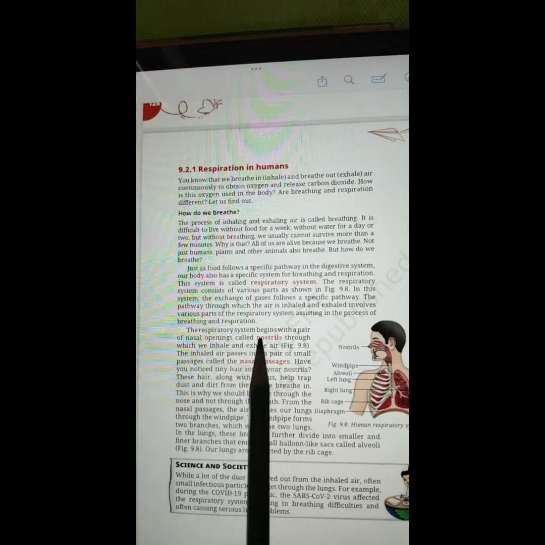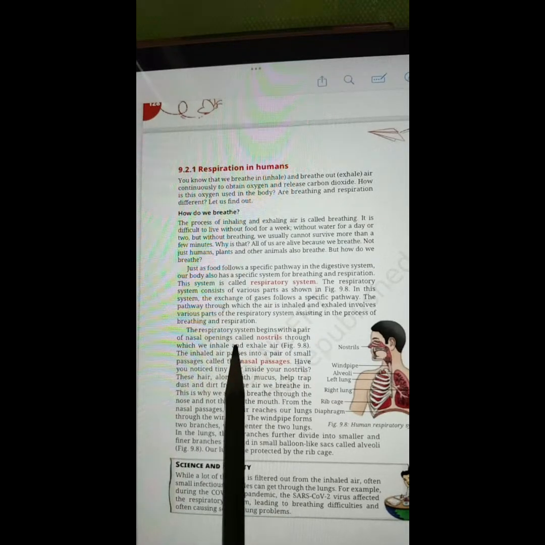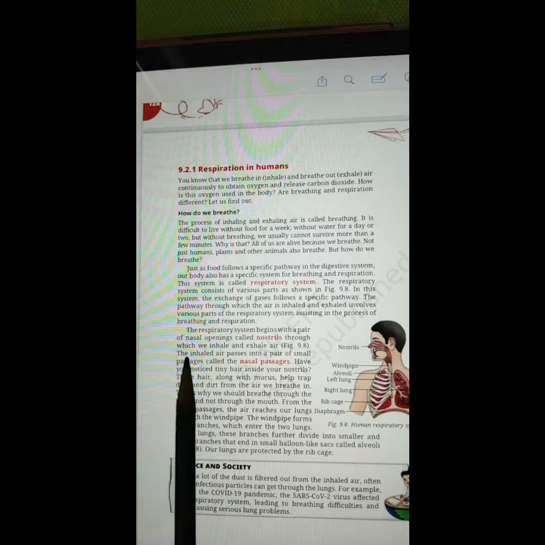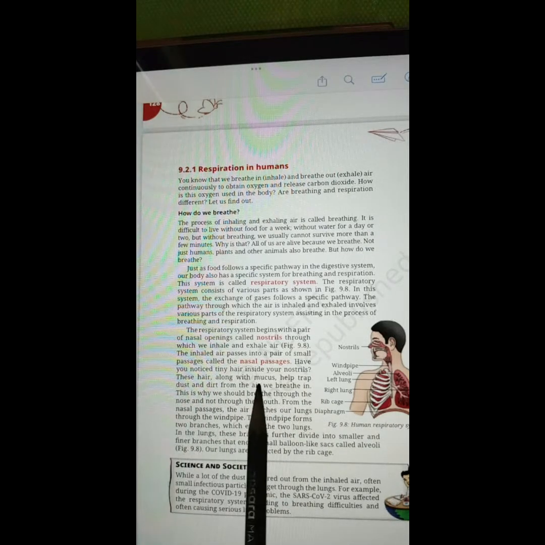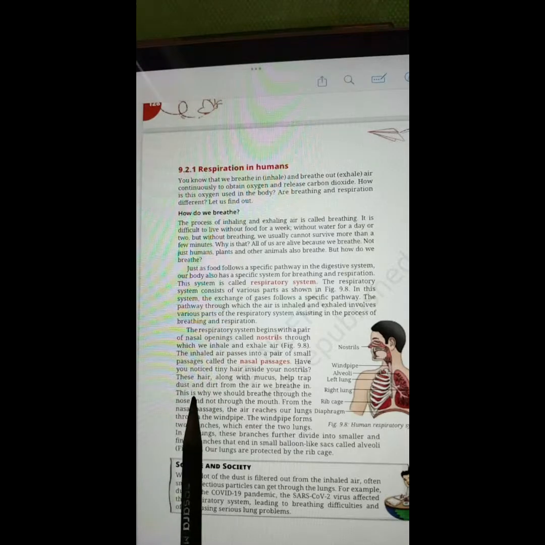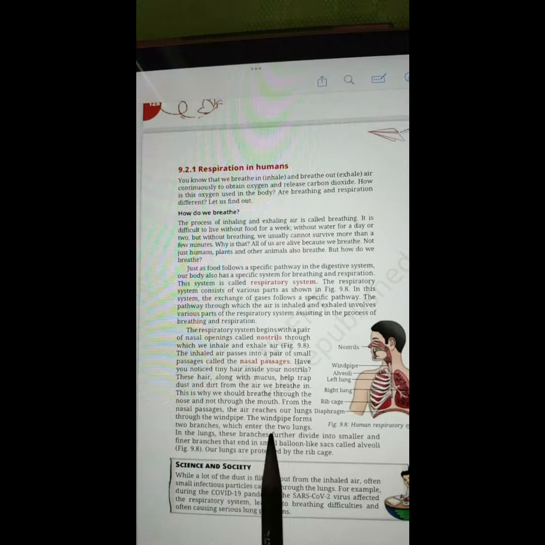The respiratory system begins with a pair of nasal openings called nostrils through which we inhale and exhale air. The inhaled air passes into a pair of small passages called the nasal passages. Have you noticed tiny hair inside your nostrils? These hair, along with the mucus, help trap the dirt from the air we breathe in. That is why we should breathe through the nose and not through the mouth.